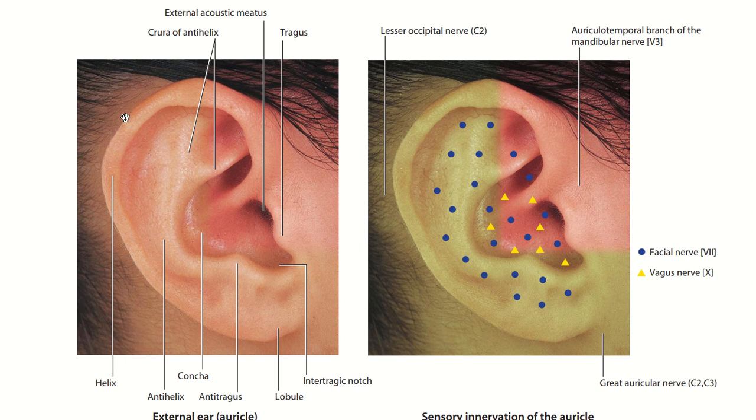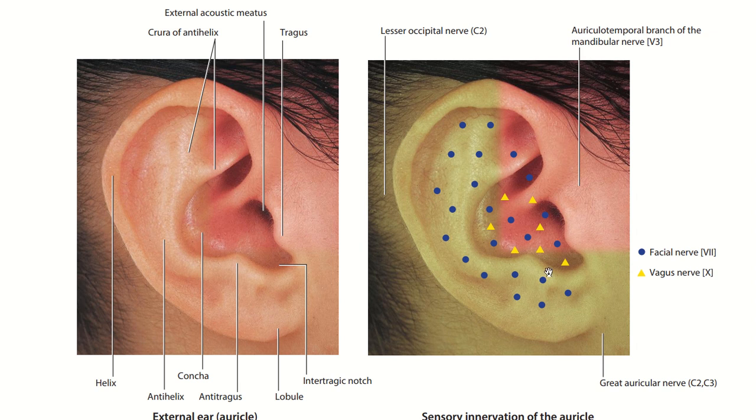So you're going to have this fold, this is what you call your helix. This is the anti-helix, and then you have this triangular elevation, which you call the tragus, and this is your antitragus. And then here, this is the opening of your external acoustic meatus. So that's what is important about the external ear pinna. Mainly, it is important for catching sound vibrations and directing the sound right inside your external acoustic meatus.